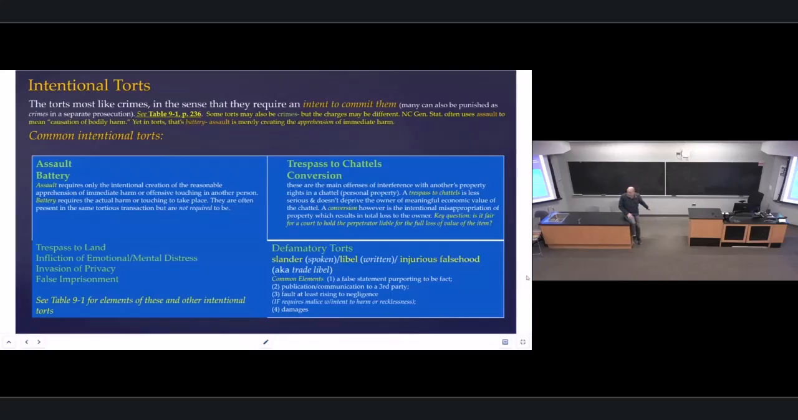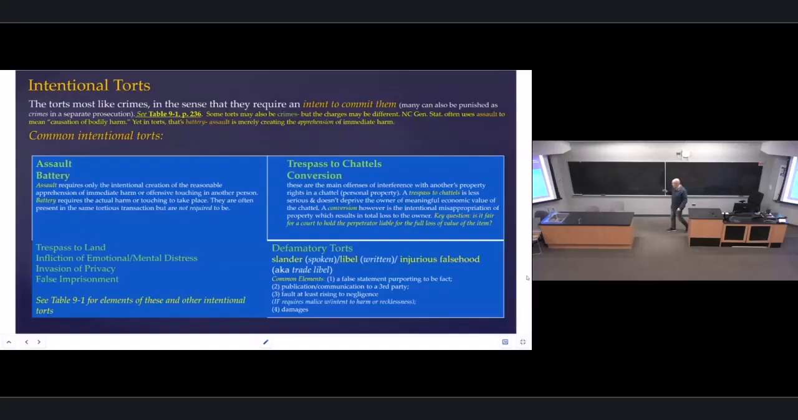But if I just cold cock him from behind, that's an example of how battery is detached from assault. And both of those are chargeable torts in the world of tort law. So that's the difference between assault and battery. You'll see in a minute we're going to talk about the difference between two other similar torts.